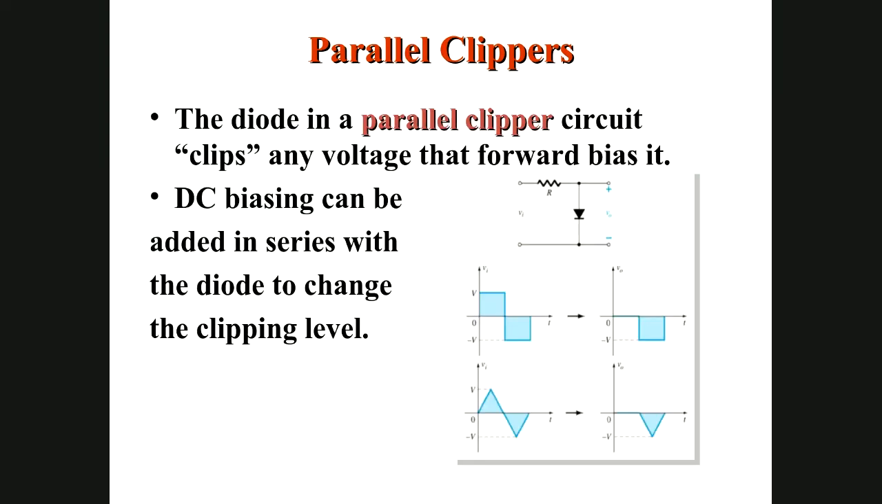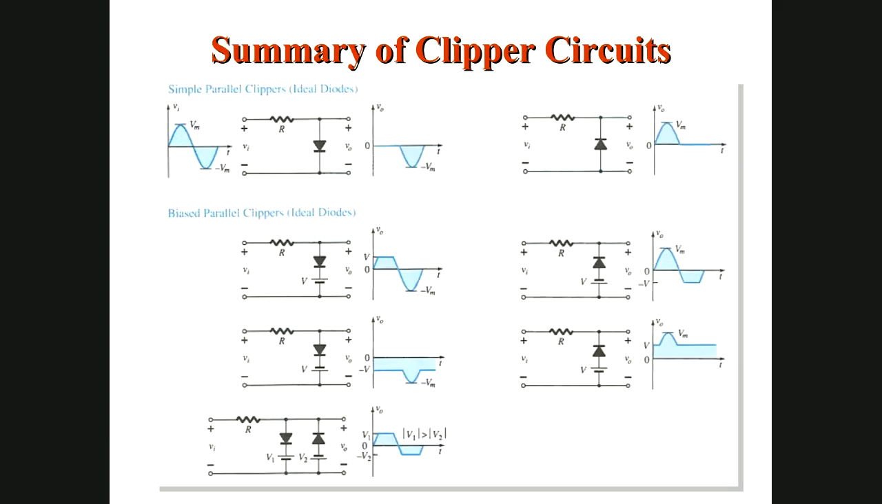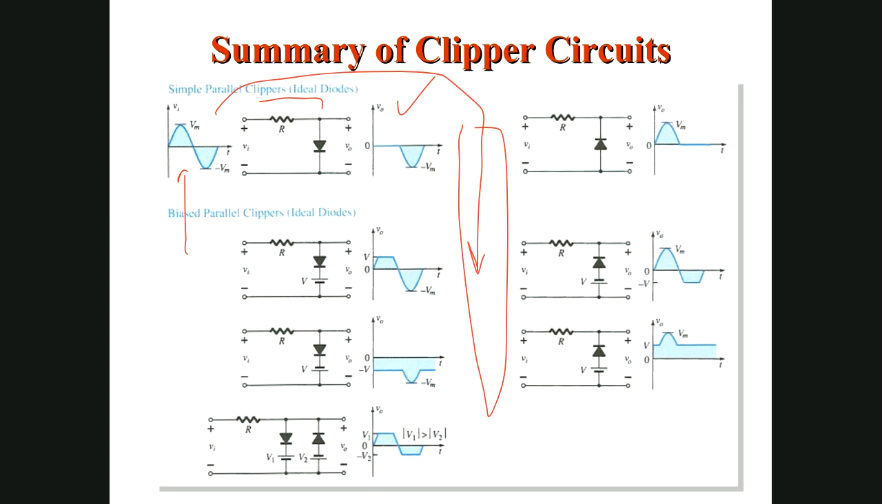Okay, now there are parallel clippers. These are the examples I have discussed earlier. In this case, this is the input signal, this is the circuit, and this is your output. For the same input, in all these circuits on the right side, this is the output for this circuit.